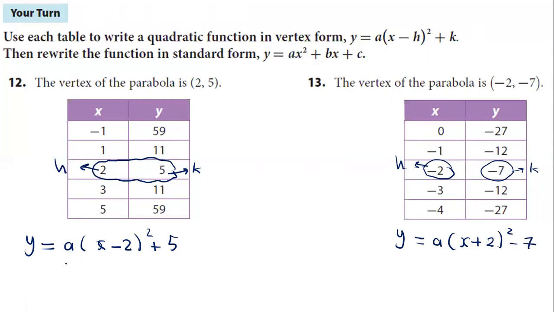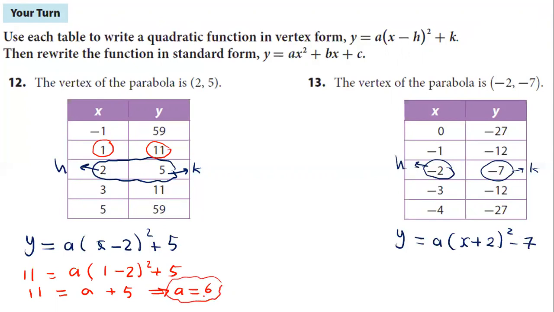Now we have to get the value of a by using one of these points. I will use this point as x and this as y. So y is 11, a times (1 minus 2) squared plus 5. So 11 equals: 1 minus 2 is negative 1, negative 1 squared is 1, plus 5. So what is a? a equals 6. So here a is 6.